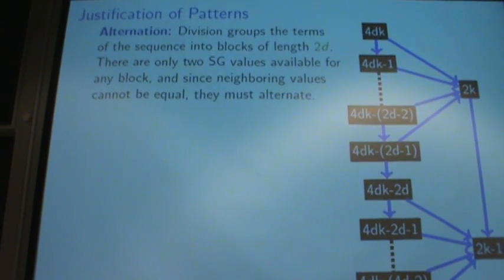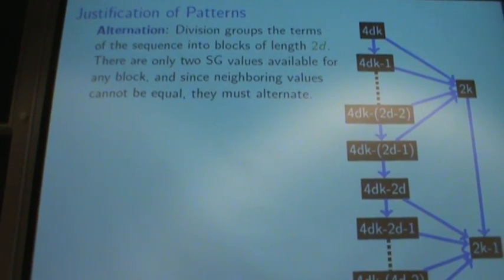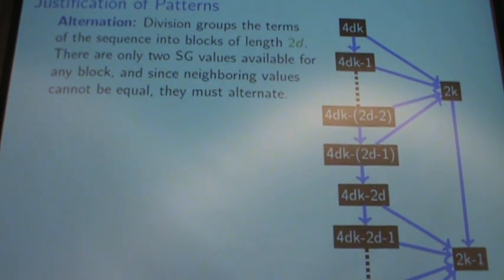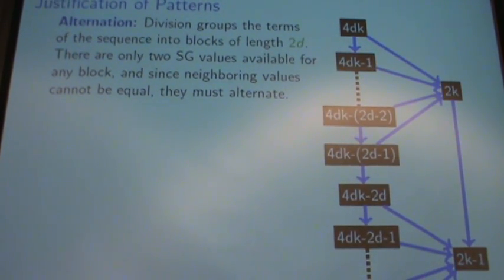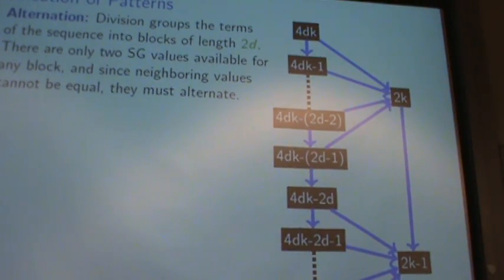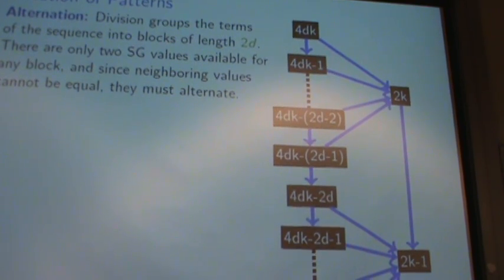So the alternation, the fact that we get these blocks that alternate, is fairly easy to explain. If every block of length 2D, when we do this division step, when we divide by 2D and round up, that means that a whole block of length 2D is all getting funneled to the same smaller state. Here you can see 4dk, all the way down to 4dk minus 2d minus 1, all depend on 2k.